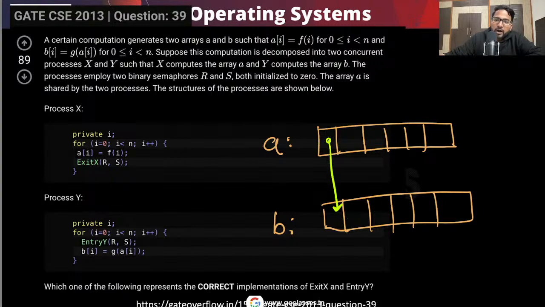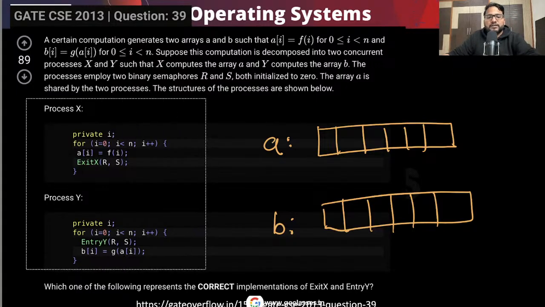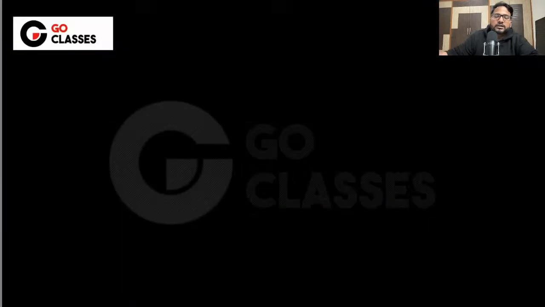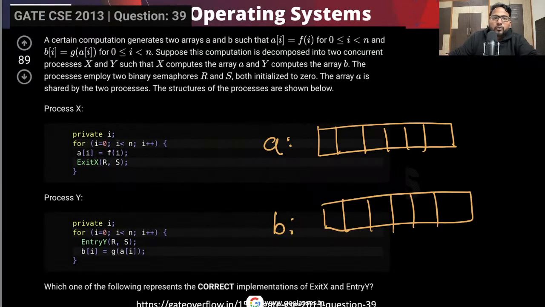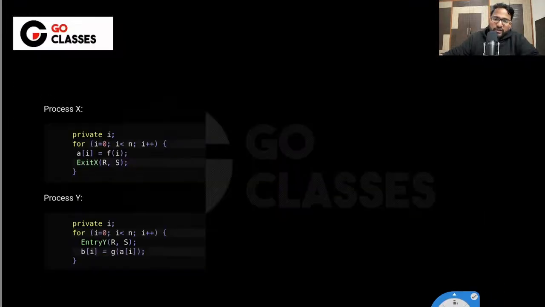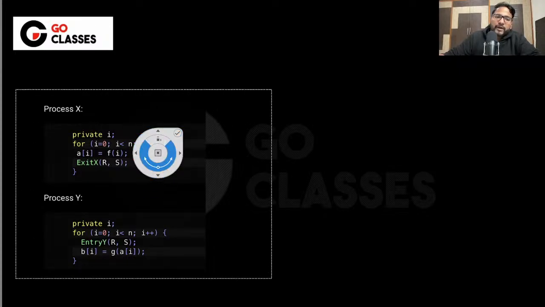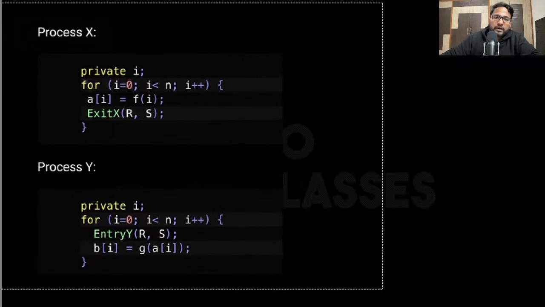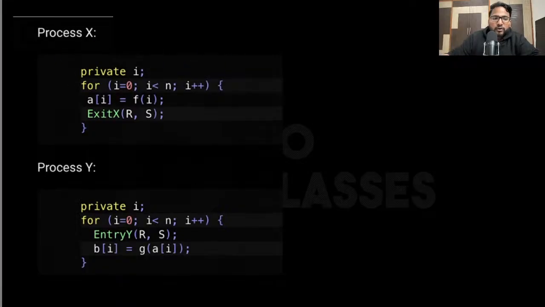Okay, now let's just see further. What they are saying is that the structure of this, which of the following is the correct implementation of entry and exit? So let's move to the next page and try to understand this. This is one of the questions which got many upvotes, 89 upvotes, and in the answer also 132 upvotes. That is too many upvotes. So we must understand the mystery behind this question, and why this question is so popular.